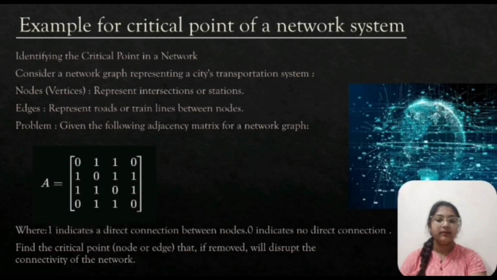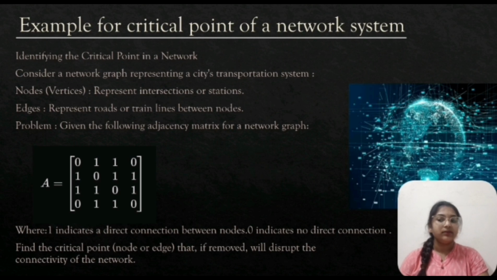Let us see an example for critical point in a network system. To identify the critical point in a network, we have to consider a network graph representing a city's transportation system. Nodes, that is vertices, represent intersections or stations. Edges represent roads or train lines between the nodes. Next, the problem. Let us move on to the problem.